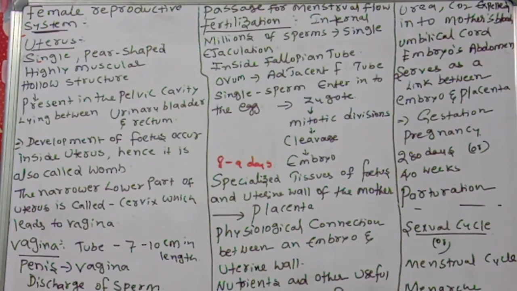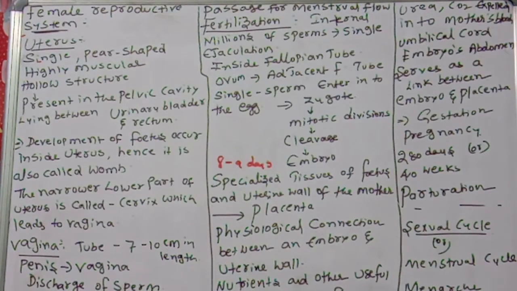So fertilization can also be external. If the male and female gametes join outside of the body, that is called outside fertilization. Outside fertilization is very dangerous. There are so many problems because predators will come and finish that embryo. Why? Because there is no protection, but inside fertilization is very useful.